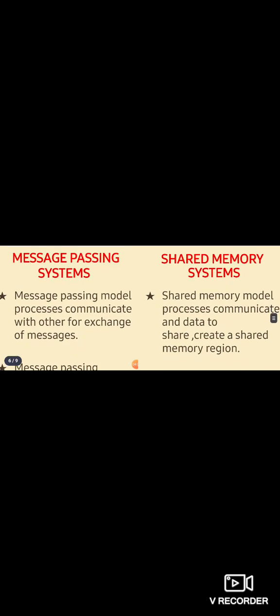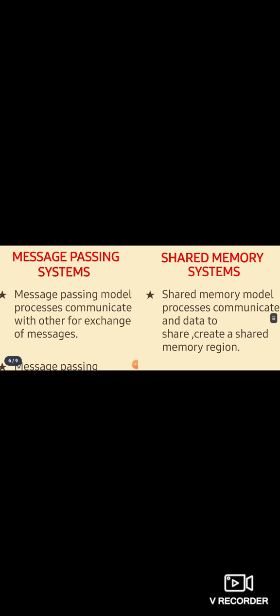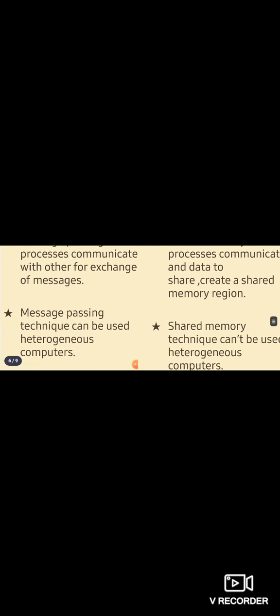The next one, the message passing model: processes communicate with each other by exchange of messages. In the shared memory systems, we have the shared memory model: processes communicate and, for data sharing, create a shared memory region. The message passing technique can be used on heterogeneous computers. In shared memory techniques, we are not going to use heterogeneous computers.